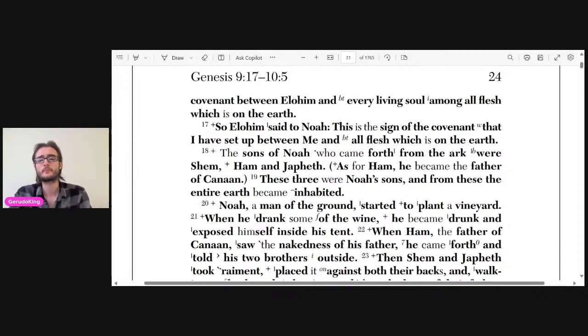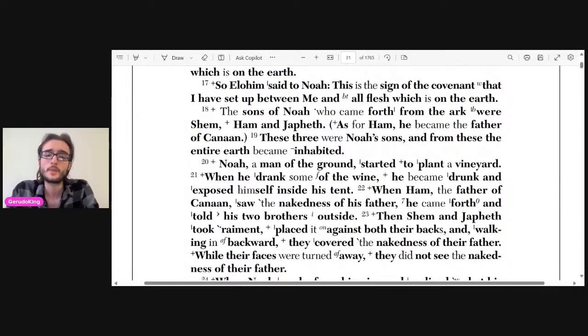The sons of Noah who came forth from the ark were Shem, Ham, and Japheth. As for Ham, he became the father of Canaan. These three were Noah's sons, and from these the entire earth became inhabited. Noah, a man of the ground, started to plant a vineyard. When he drank some of the wine, he became drunk and exposed himself inside his tent.